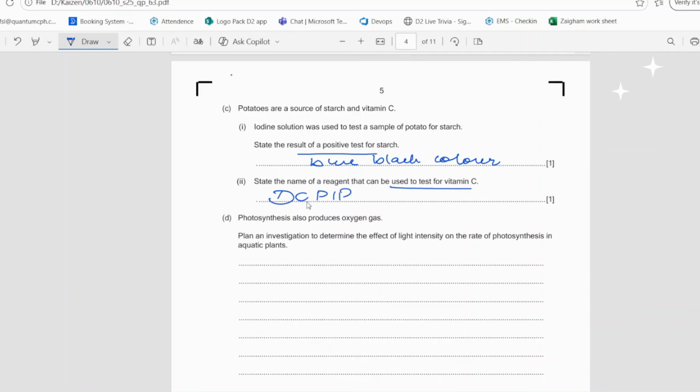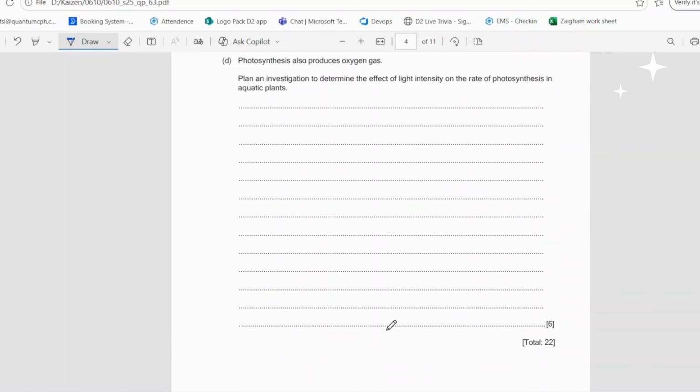Photosynthesis also produces oxygen gas. Plan an investigation to check the effect of light intensity on the rate of photosynthesis in an aquatic plant. This is the simplest question so far. So the very first thing, you need to give the variables, and then the method, and then the constants, and then the repetition. Okay, start now.